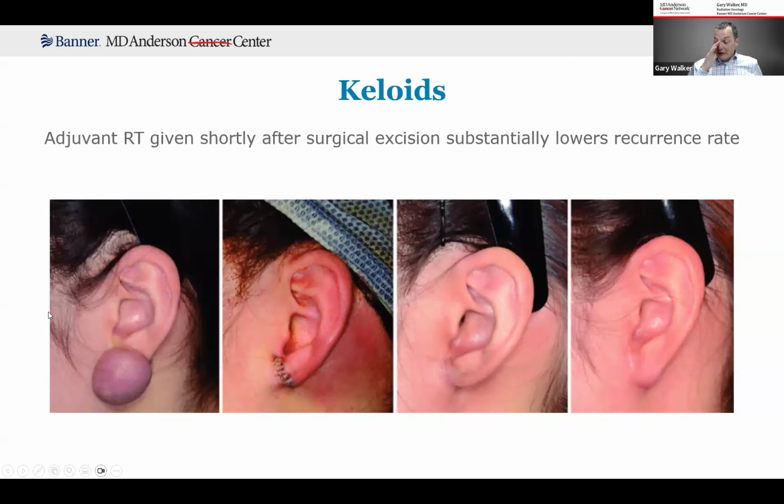Radiation can be given for keloids. So keloids are an abnormal scar tissue that forms after some kind of trauma. And even just a handful of radiation treatments, very low dose, can be given after surgery to prevent this from growing back. So here's a patient with a large keloid after an ear piercing. That keloid was removed, then the patient had radiation, and it didn't grow back. So that's an effective treatment for these patients.